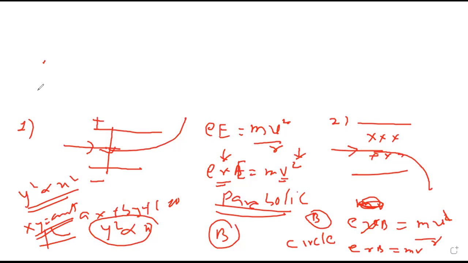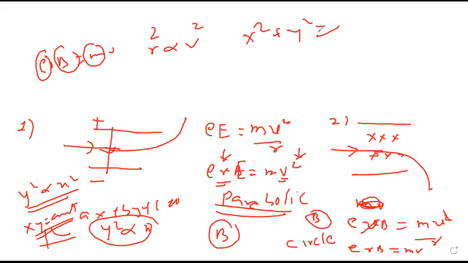So eRB equal to mV. Mass is constant, field is constant, e is constant. R and V are variable, but it is in the form of a curve. So I am squaring. Therefore, it becomes x square plus y square equal to a square type. But then how do you differentiate whether it is circular or an ellipse? For an ellipse, it should have some constant other than this. Ellipse is x square upon a square plus y square upon b square equal to 1. This is an ellipse. Got it, sir. Thank you.